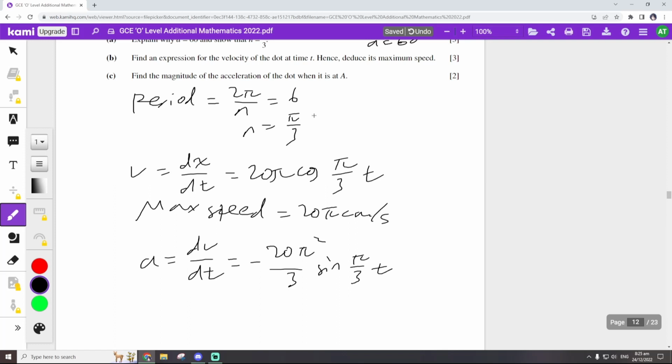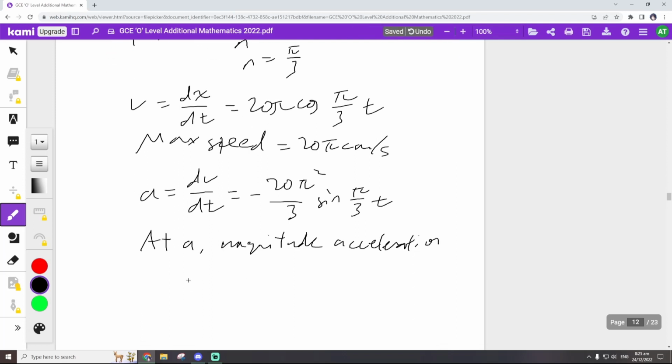Because they're asking for the magnitude of the acceleration, it doesn't matter whether t is plus or minus, whether sine is plus or minus 1. So at a, magnitude of acceleration. Once again, the positive or negative direction of displacement doesn't matter because we're taking the magnitude. So minus 20 pi square over 3 times 1, because that's the maximum or minimum value of the sine function, which is 20 pi square over 3 cm per second square.